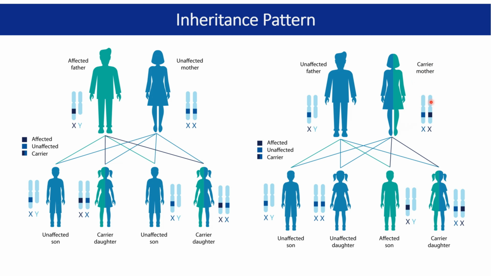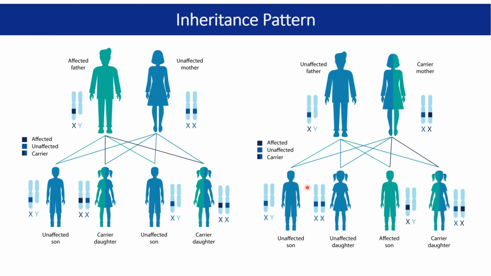And this is another example of the inheritance pattern, with an unaffected, healthy father and a carrier mother. In the carrier mother, one X chromosome carries the defective gene, while the father carries all normal genes. So how does it get transferred to the offspring? There is a chance that this defective gene is passed on to a son, because for a son the father contributes the Y chromosome and the mother contributes an X chromosome. When the defective chromosome is transferred to the son, he will be affected.